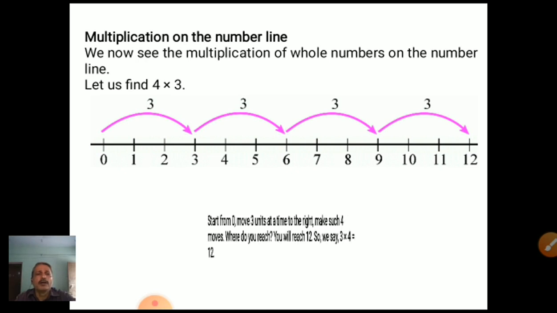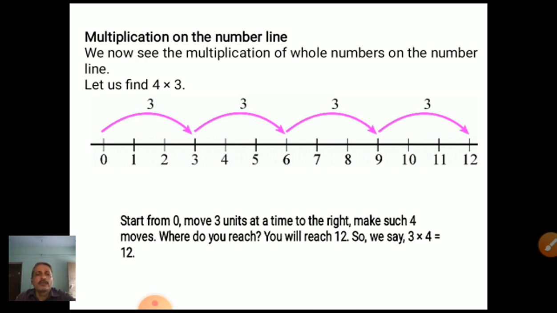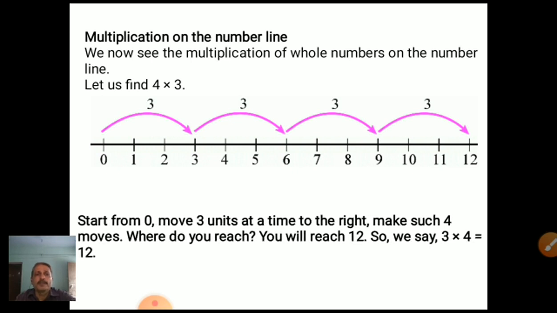First jump 3 numbers from 0. Move 3 units at a time to the right. Make such 4 moves. Where do you reach? You reach 12. So we can say 3 into 4 is equal to 12. So sometimes in the exam they can ask number line questions also.